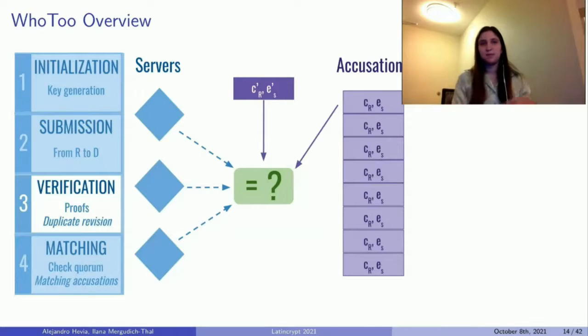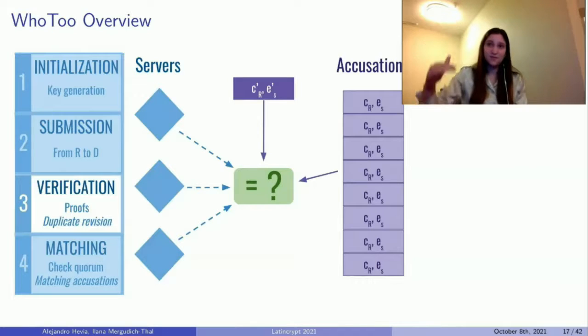So what they do is that the servers take the new accusation and they cooperate to compare it to every single accusation that is already in the system. This is not very efficient because it requires a distributed operation for every single accusation. So as the number of accusations in the system grows, this becomes increasingly inefficient.